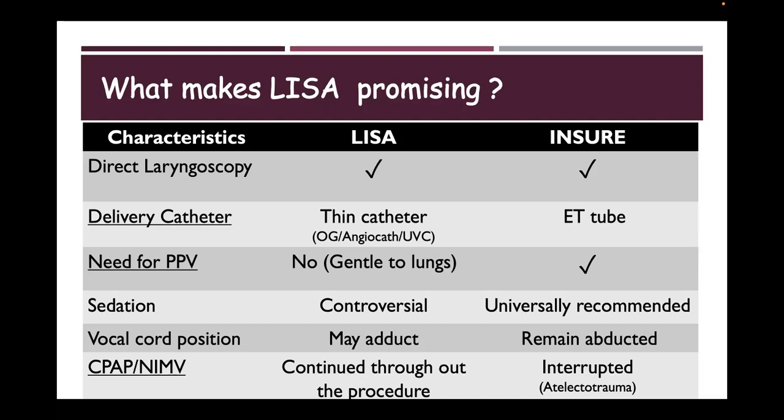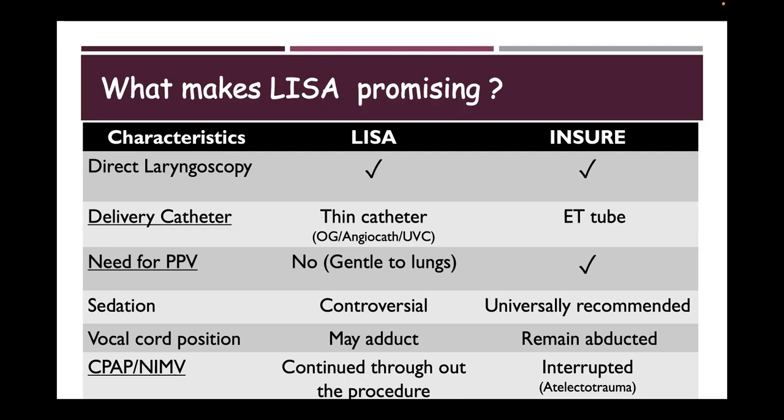Now, why is LISA more promising? First of all, in INSURE, whenever we did INSURE, we used to remove the CPAP. So whatever FRC we had achieved is lost, leading to atelectotrauma. Second, we used to intubate, that causes biotrauma. Then we used to bag, which causes barotrauma. And then these babies used to be put on a ventilator, which again causes volutrauma.